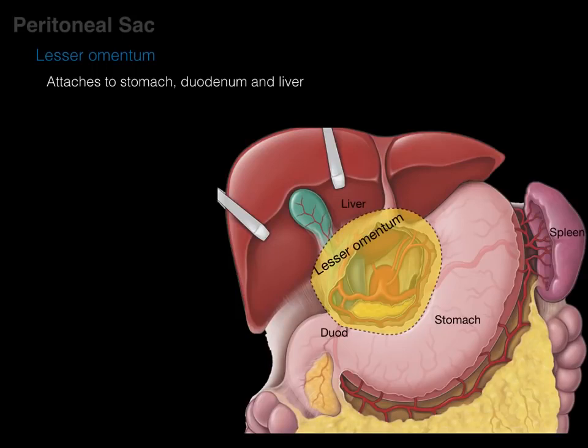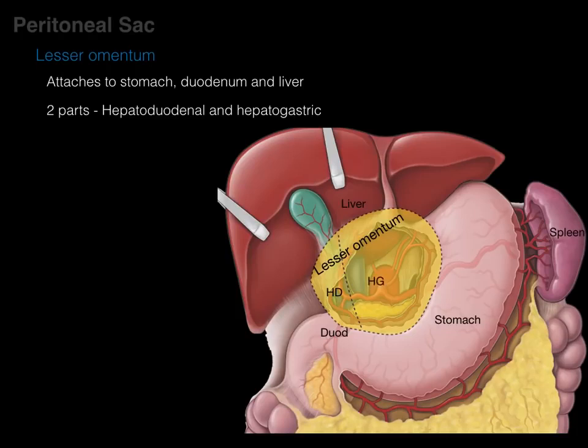Now, the lesser omentum has 2 components. And so the 2 parts of the lesser omentum are called the hepatoduodenal and the hepatogastric ligaments. So that dotted line separates. And so the part of the lesser omentum that goes between the liver and the duodenum is called hepatoduodenal ligament. And the part that goes between the liver and the stomach is called the hepatogastric ligament.